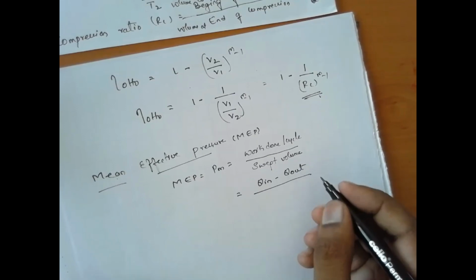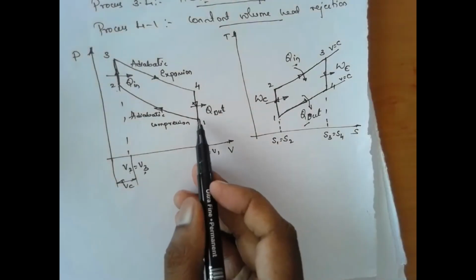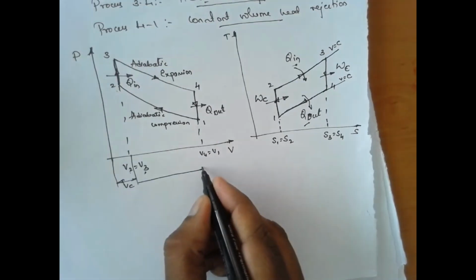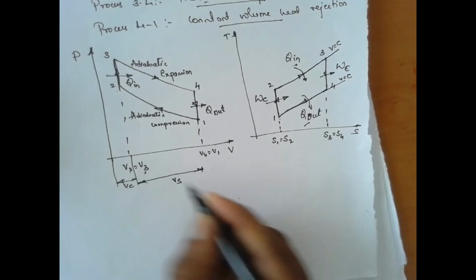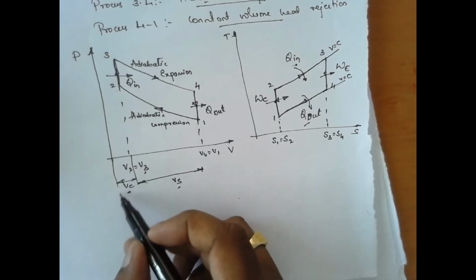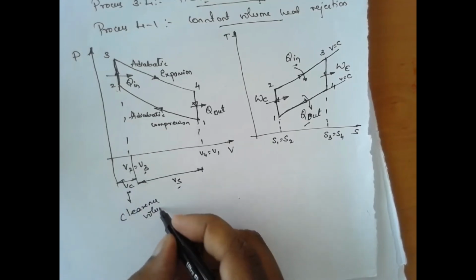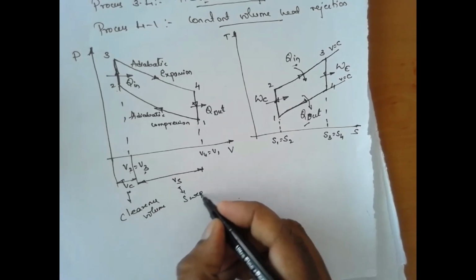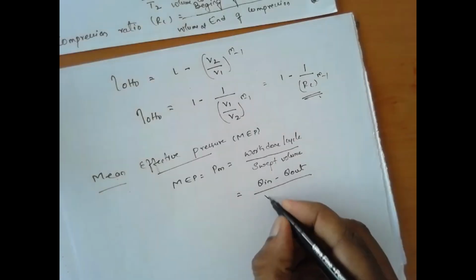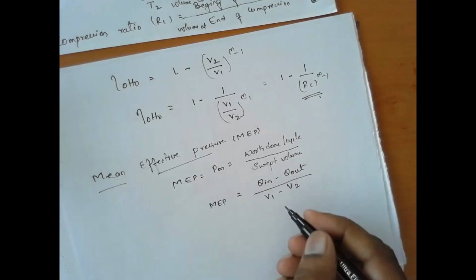What is the swept volume? The distance traveled by the piston is called the swept volume. From the diagram you can see that the distance traveled is from 1 to 2, so you can take V1 minus V2; this is called the swept volume. Sorry, this is the clearance volume, and this is called the swept volume. This is the MEP of the Otto cycle.